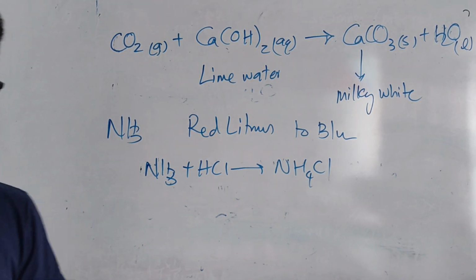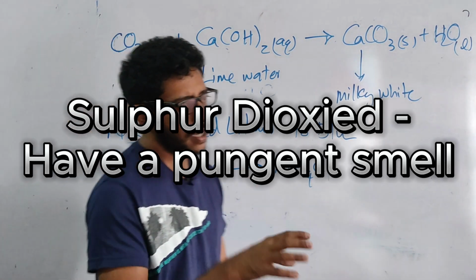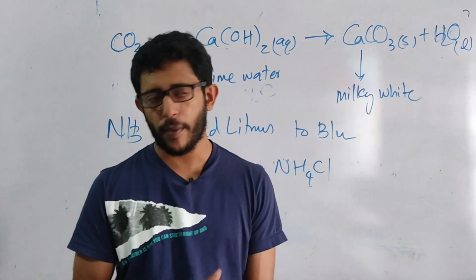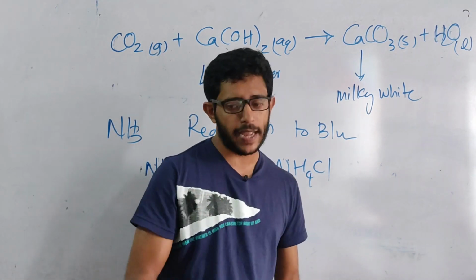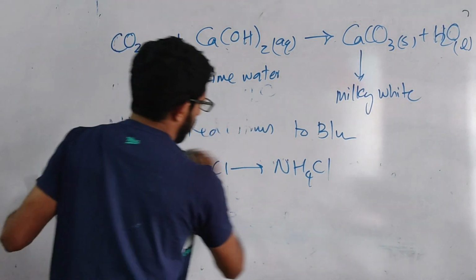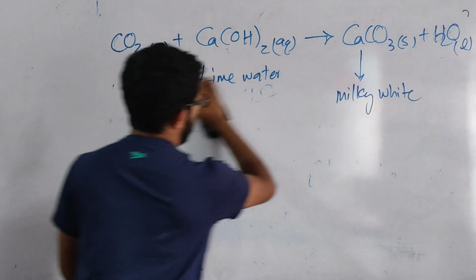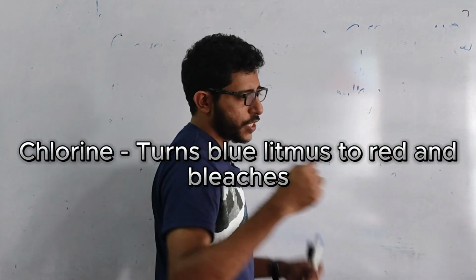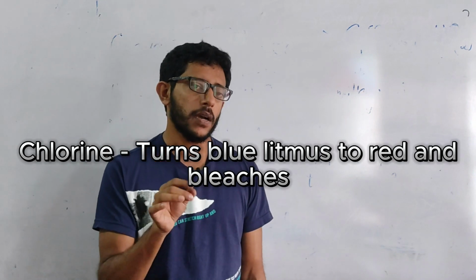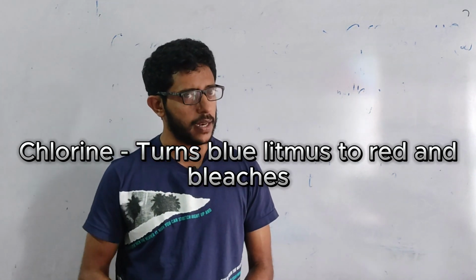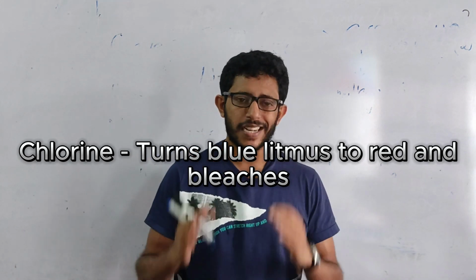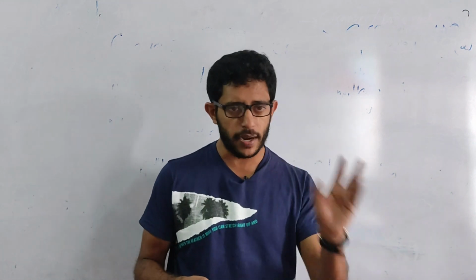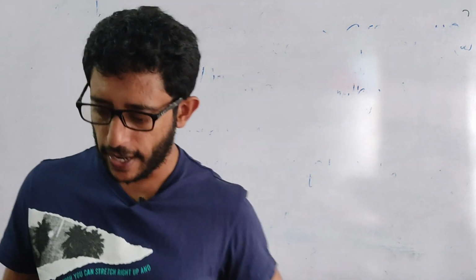Other than that, other common gases we have is sulfur dioxide. They don't ask it that much. Sulfur dioxide has a pungent smell and it is acidic and it has some kind of bleaching properties as well. How to identify chlorine gas, Cl2? Chlorine has bleaching properties. So if we test with damp blue litmus paper, chlorine will first turn it red and then it will get bleached. That's how we identify chlorine.